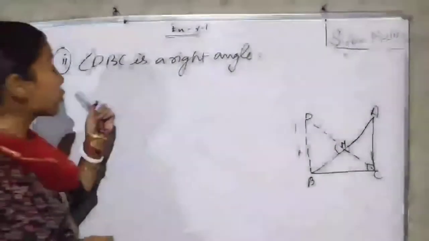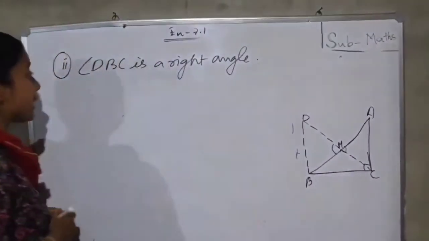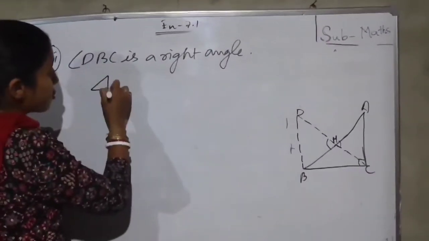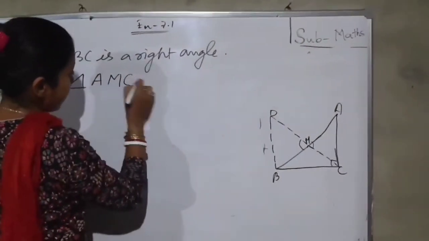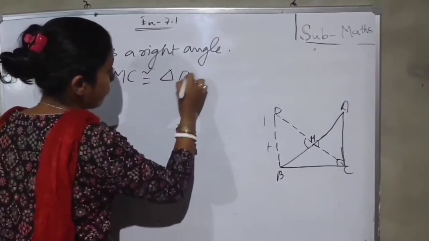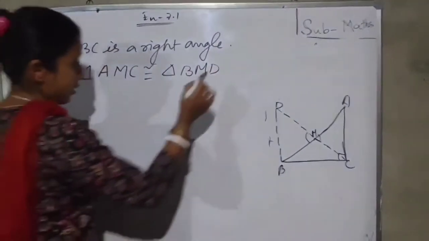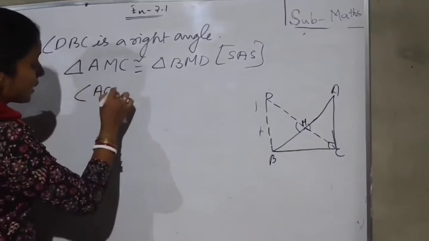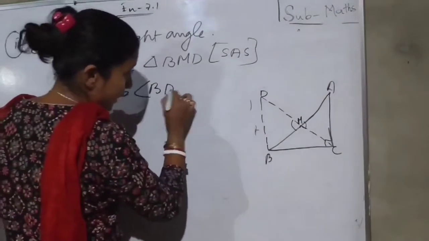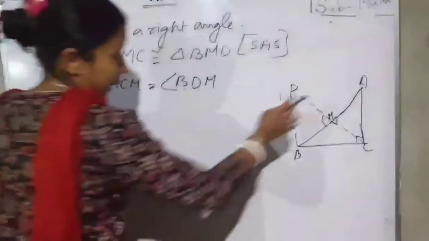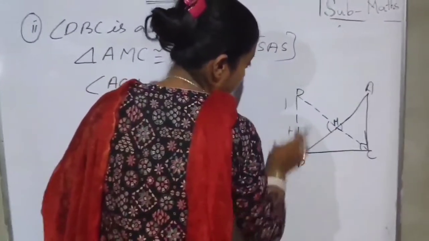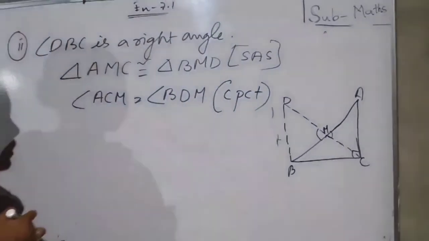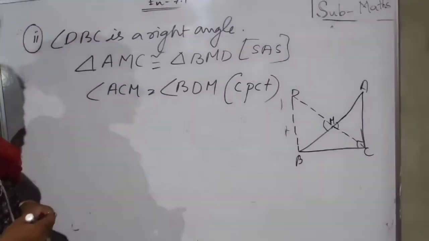Number 2, we have to show that angle DBC is a right angle, right? So we have solved question number 1, that triangle AMC is congruent to triangle BMD by SAS. So from here, we can write angle ACM equal to angle BDM, since triangle AMC is congruent to triangle BMD.